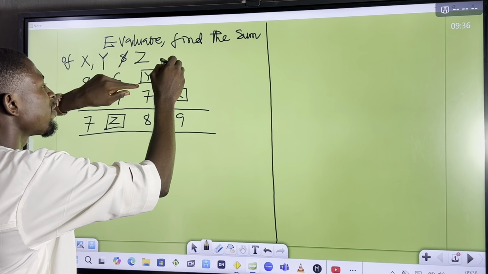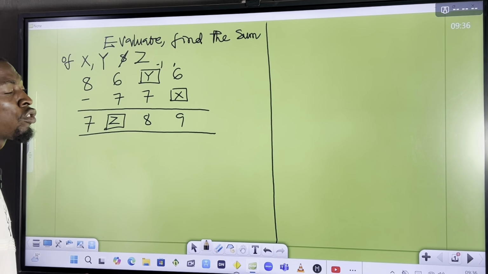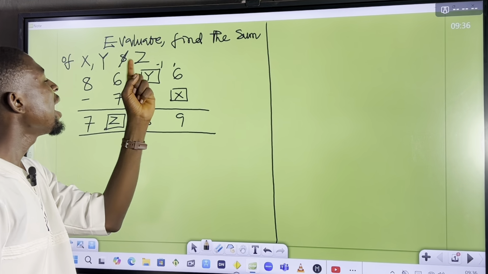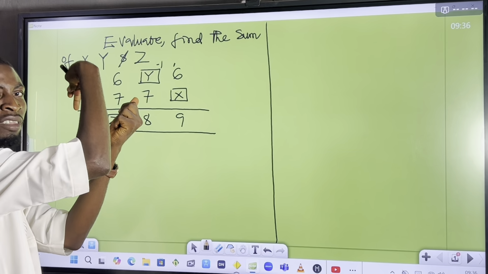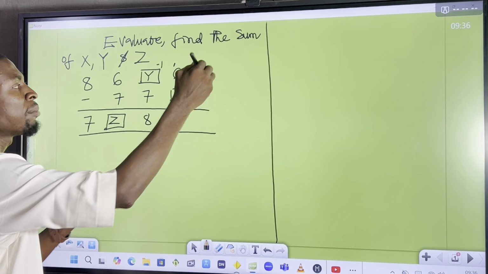Remember, we borrowed 1 from it, and we added that 1 here. So do you know what will happen? Anytime we get what y ought to be, we'll add back the 1 to it because we borrowed something from it. See what I'm trying to say here?